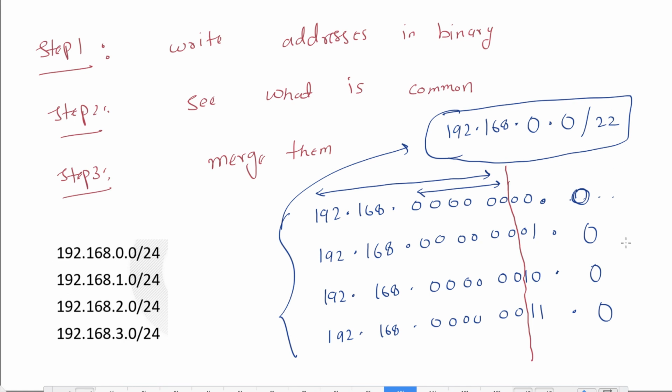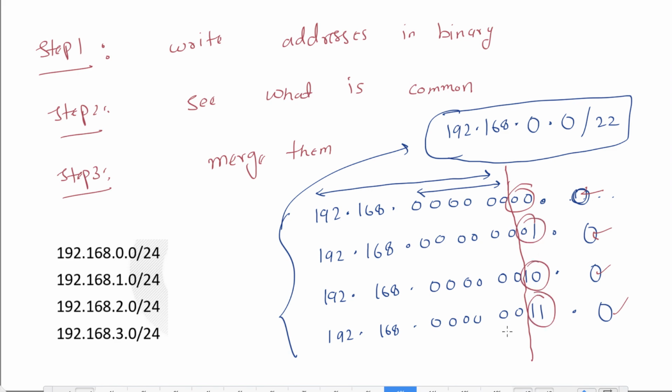See, each individual network is saying the initial 24 bits are fixed, and then you can change the bits. So anyway, these bits are changeable. Everyone is agreeing that these bits are changeable. But supernetting is also agreeing that these bits are also changeable. These bits are also changeable.